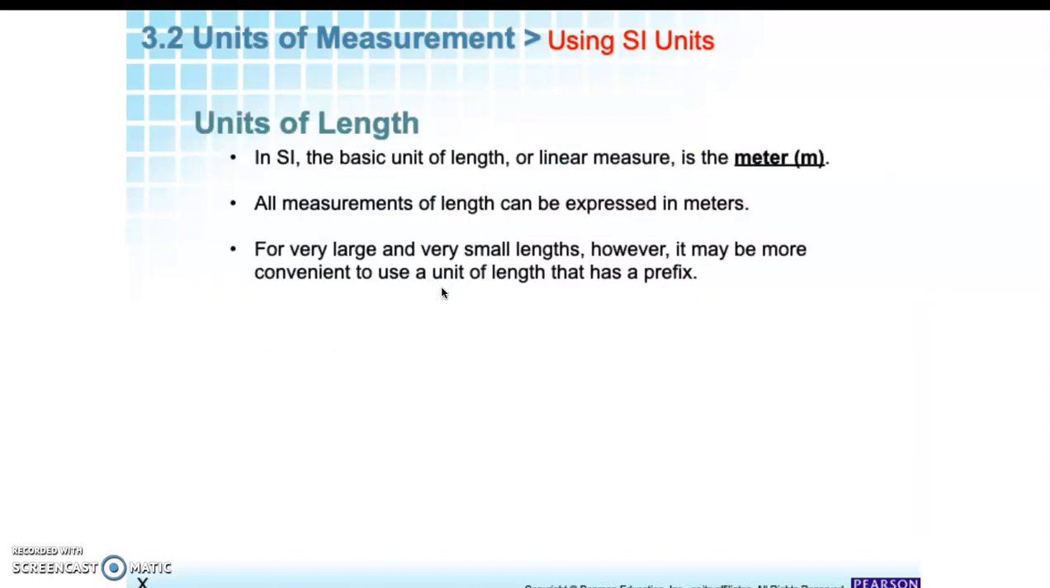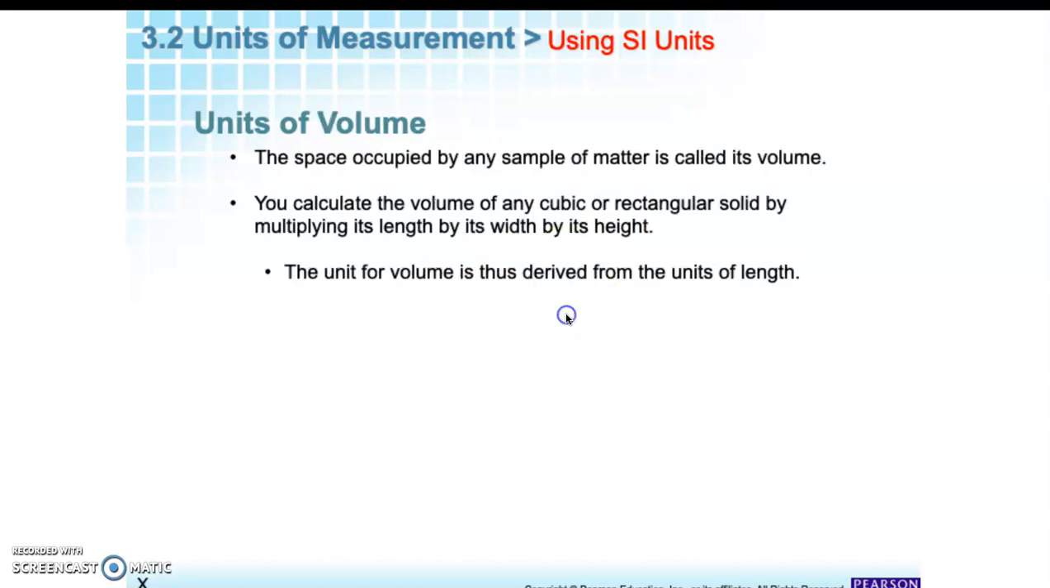So length is the meter. All measurements of length can be expressed in meters. We can convert to get there. For very large and small lengths, we'll use the SI prefixes for the metric system. We will talk about the metric system at a later date and how to do those, with movement of the decimal to do those changes to get to the right units. But right now, meter is the basic unit.